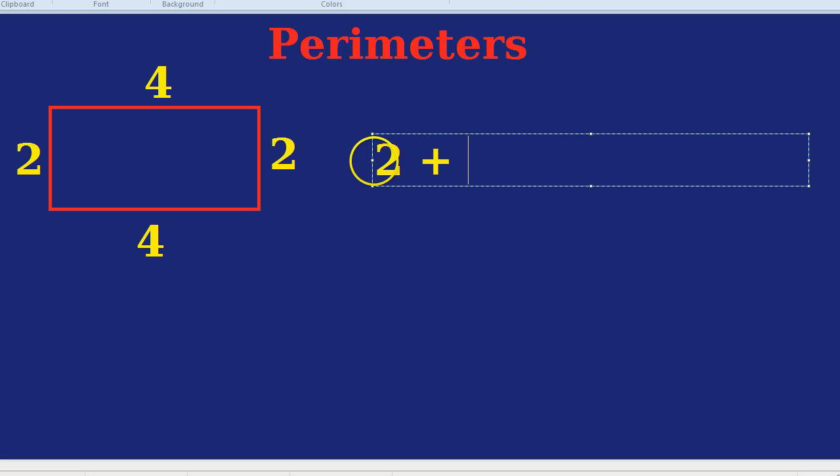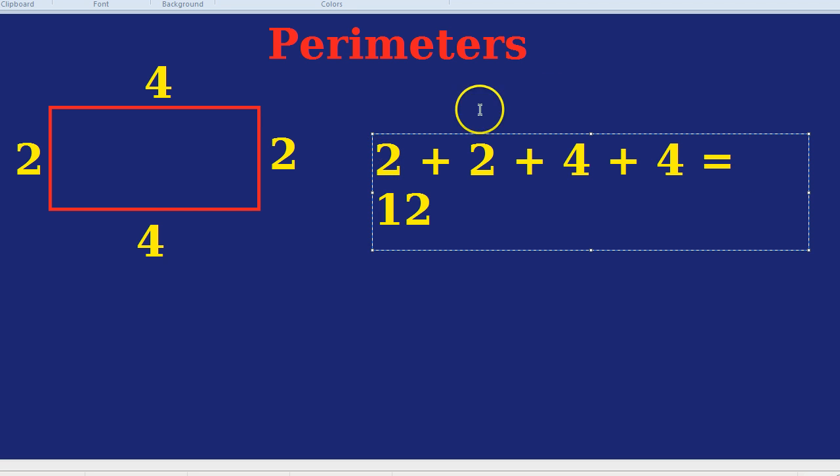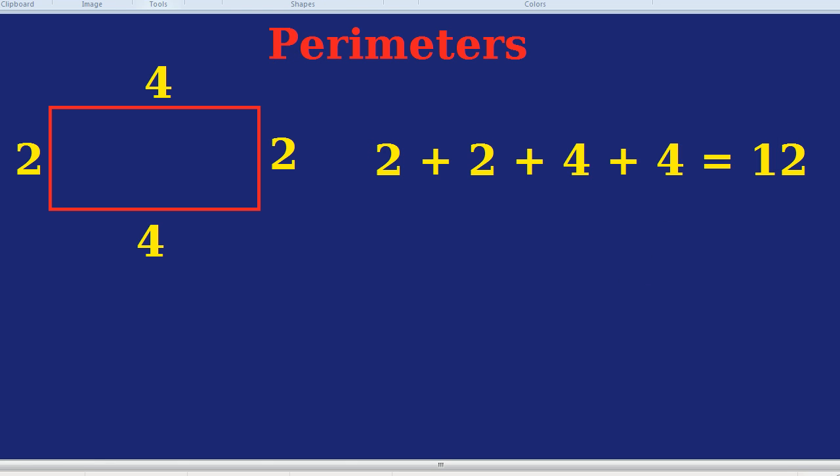2 plus 2 plus 4 plus 4 is indeed 12. That means the perimeter of that rectangle is 12. Let's highlight that. The answer for that shape is going to be 12.